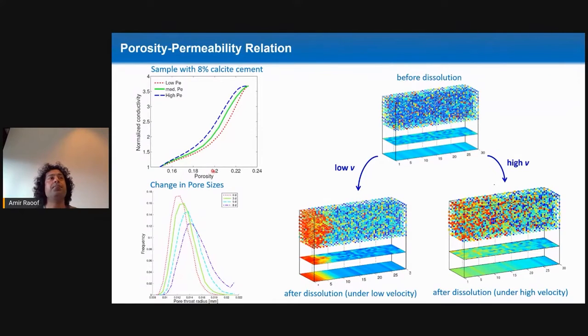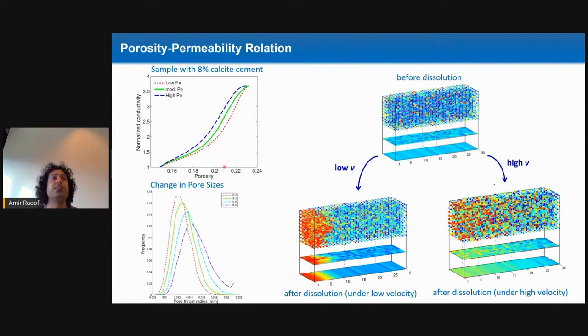And that is why, if you plot the permeability of your sample versus the porosity change due to the dissolution, that relation is not unique. It depends on velocity, or the Peclet number in this case, which is a dimensionless velocity. And you can see, if you have a higher flow rate, for a given amount of dissolution, you get more permeability of your sample. And you can explain it using this process here.